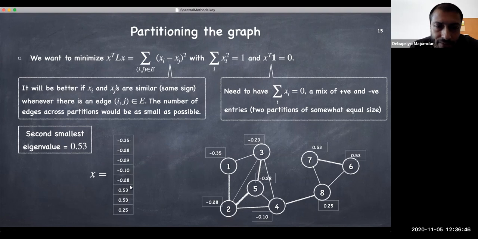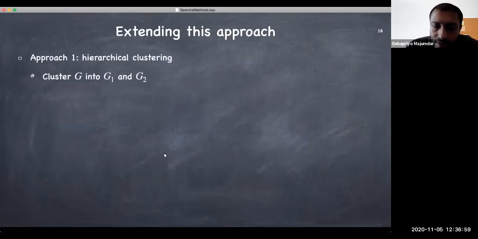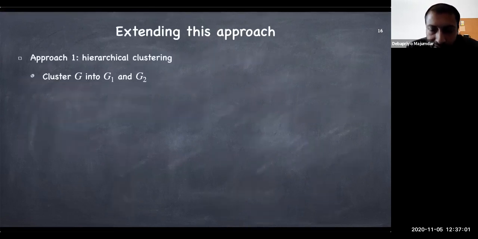So the first 5 were negative, so they would fall into one partition. The second 3 would be positive; they would fall into another partition. And so we could see that using this method we can actually cluster graphs into two partitions, especially when they look so nice and things like that.